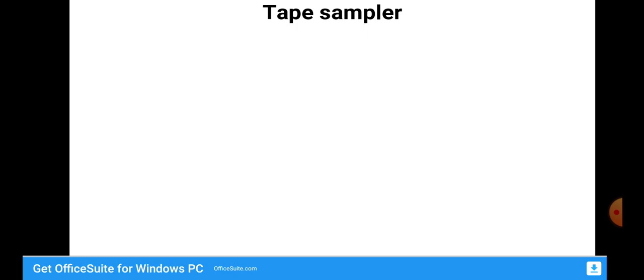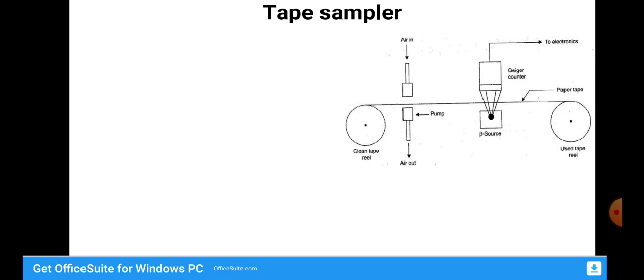Third method in sampling is tape sampler. As the name suggests, a tape is used in this method. As you can see in figure, left hand side clean tape reel is there, and right hand side used tape reel is there. A pump is used for drawing air.